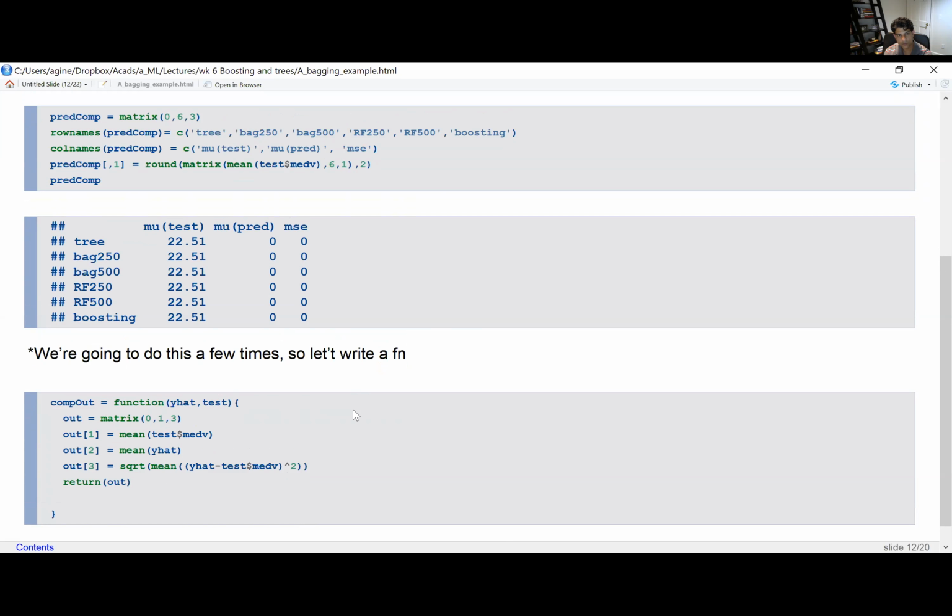Matrix 0, 1, 3. So 1 row and 3 columns. What is the first component 0 in that matrix? No, that means it's all zeros. Yeah, you have to give 3 pieces of information to create a matrix: what the values are, how many rows, and how many columns. It doesn't have to be constant. For example, the rnorm function gives you random normal values. I could have had rnorm 3, and it would populate it with 3 random values.